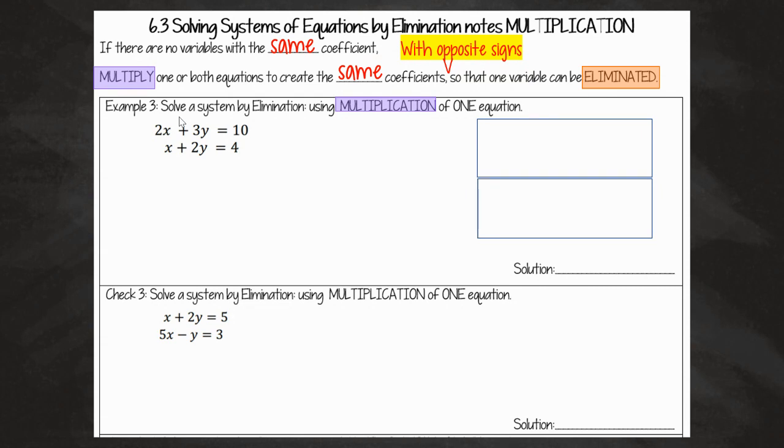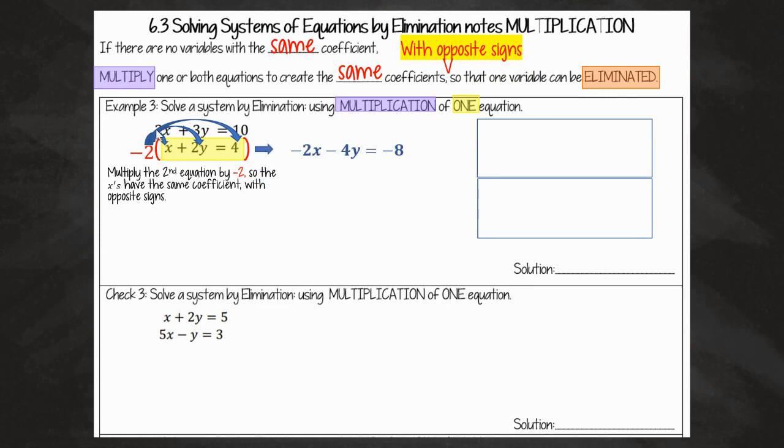All right, so here in example 3, what we're going to do is multiply one equation. Here we're going to multiply our second equation so that we can make our x variable have a coefficient of negative 2. So we're going to multiply the entire equation by negative 2. Negative 2 times x becomes negative 2x. Negative 2 times a positive 2y becomes a negative 4y, and negative 2 times 4 becomes a negative 8. So you must remember to multiply every single term in the equation in order to not change the equation. Okay, we're going to keep our first equation the same.